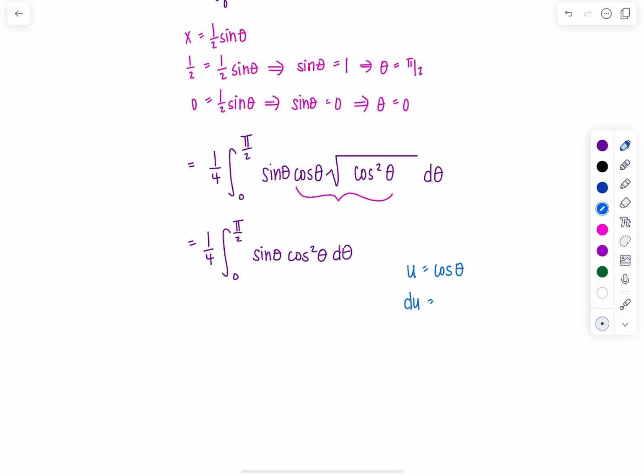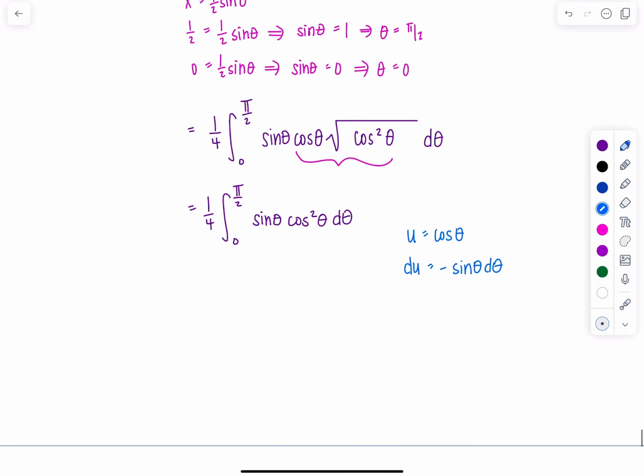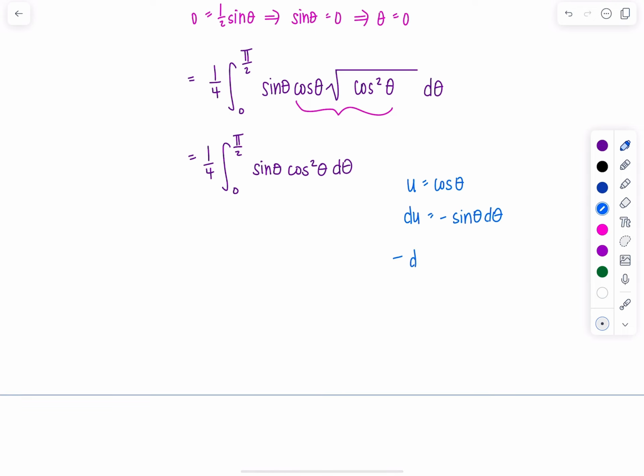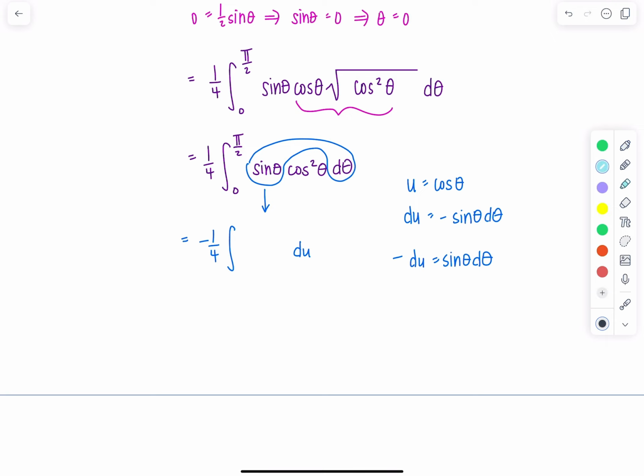Then du is negative sine theta d theta. Am I worried there's a negative? No, it's no big deal. I can just go negative du is sine theta d theta, and we're ready to go. You see that? So that's my negative du, that little kidney bean. Let me put the negative out front, du. And then instead of cosine squared theta, I'm going to have u squared, right?